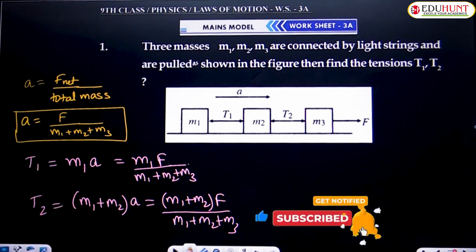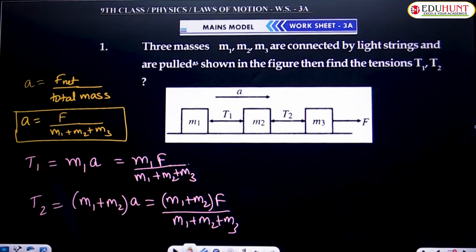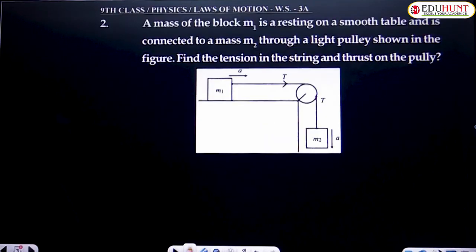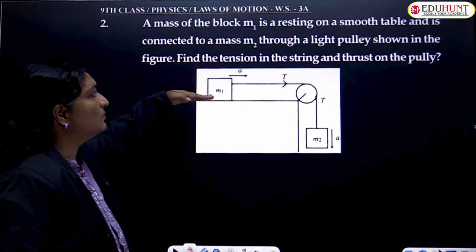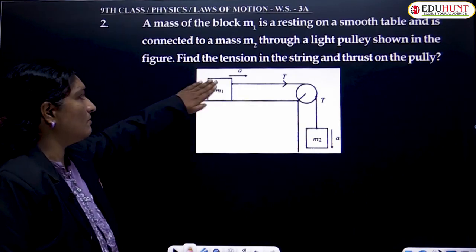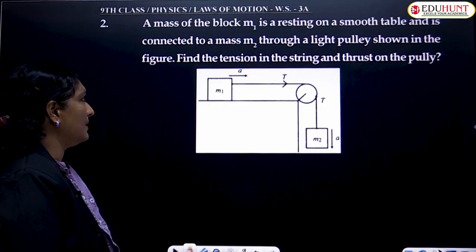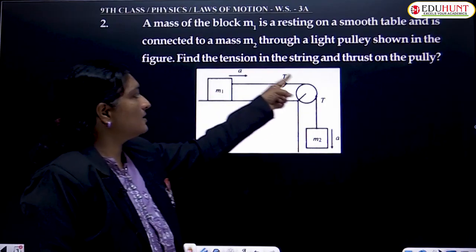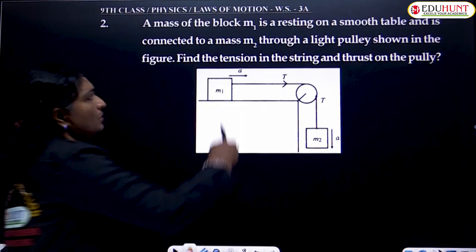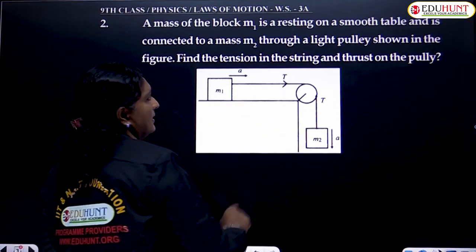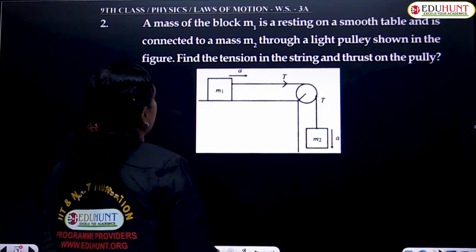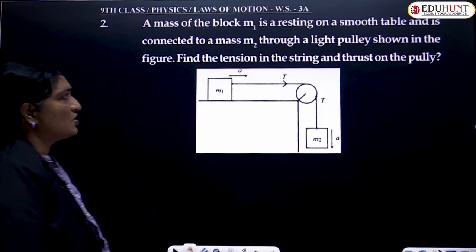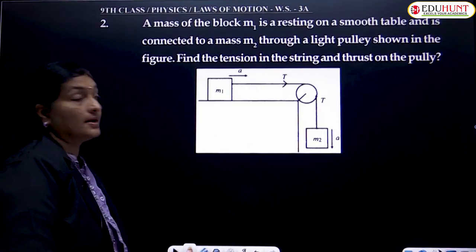Is that okay, children? Now moving to the next question. Second numerical: a block of mass M1 is resting on a smooth table. This is your smooth table on which a block of mass M1 is kept. It is connected to a mass M2 through a light string over a light pulley, as shown in the figure. Find the tension in the string and the thrust on the pulley.